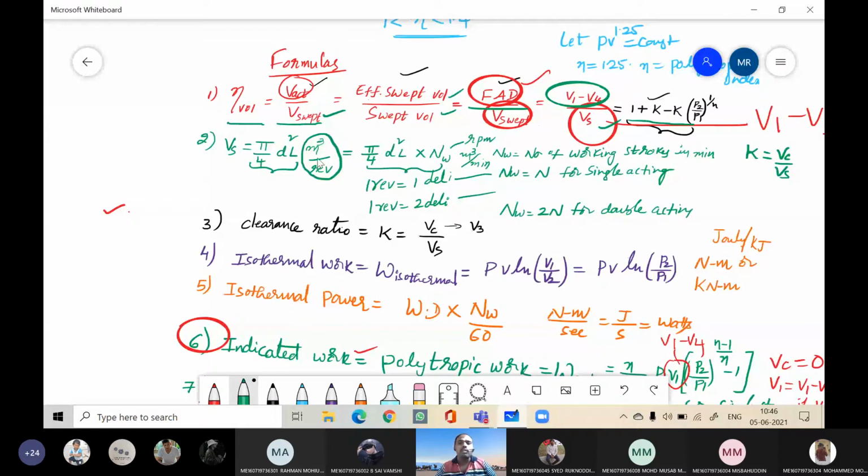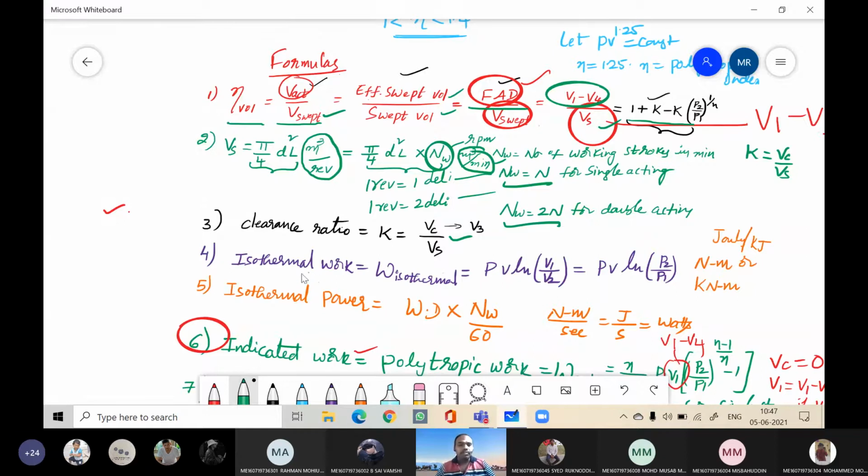If you want swept volume in terms of meter cube per revolution, it is pi by 4 d square into L. If I want swept volume in terms of meter cube per minute, then I need to multiply with the number of working strokes. So pi by 4 d square L gives the meter cube per revolution, and this NW is nothing but revolutions per minute, right? So the revolutions will be cancelled, and the final unit I will get is meter cube per minute. Again, NW is equal to the number of working strokes in a minute, and for single acting NW is equal to N, for double acting NW is equal to 2N. And clearance ratio, as I just told, is clearance volume to the swept volume.